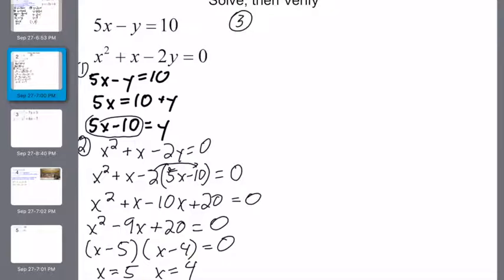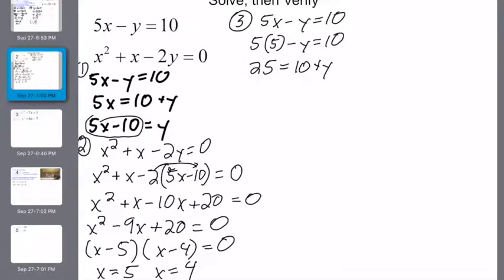So I'm going to choose that first equation. It's a little bit easier. 5x minus y equals 10. Again, plug in that 5 for my x. Multiplying that out, we get 25 equals 10 plus y. Bringing that 10 over, 15 equals y.